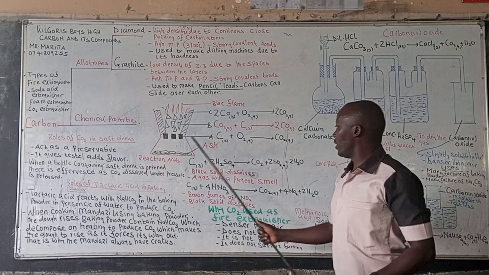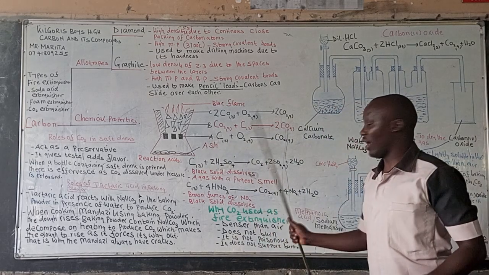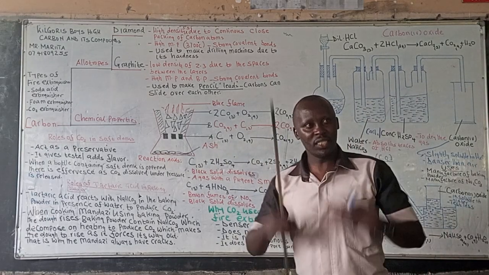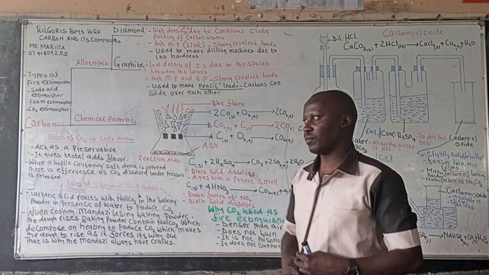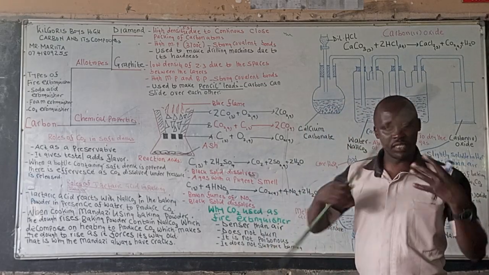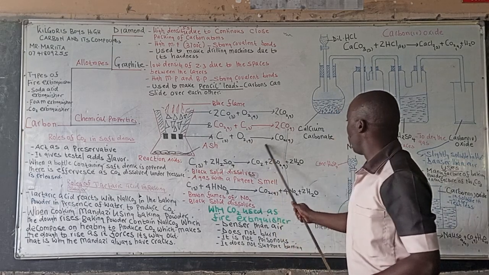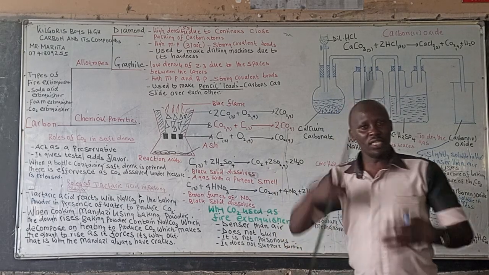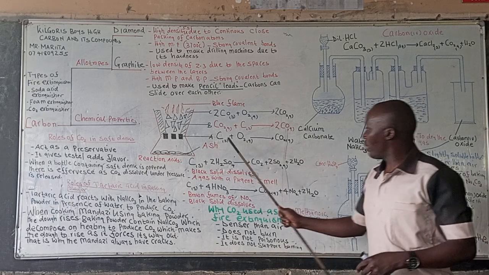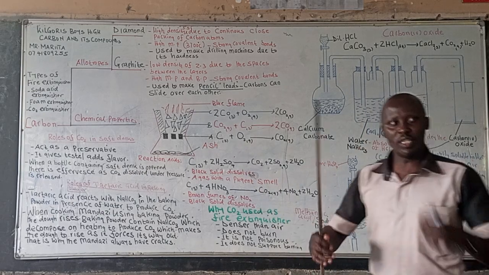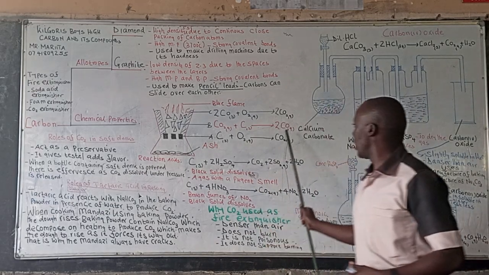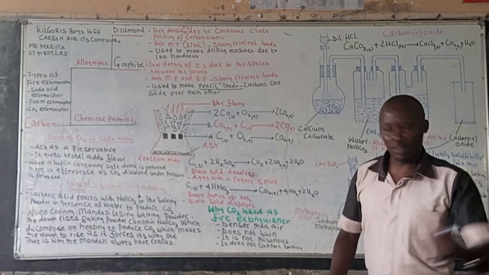In this part at the bottom, there is a sufficient supply of oxygen. When there is a sufficient supply of oxygen, carbon burns completely to form carbon dioxide. There is a complete combustion at this part, and then there is a formation of carbon dioxide.